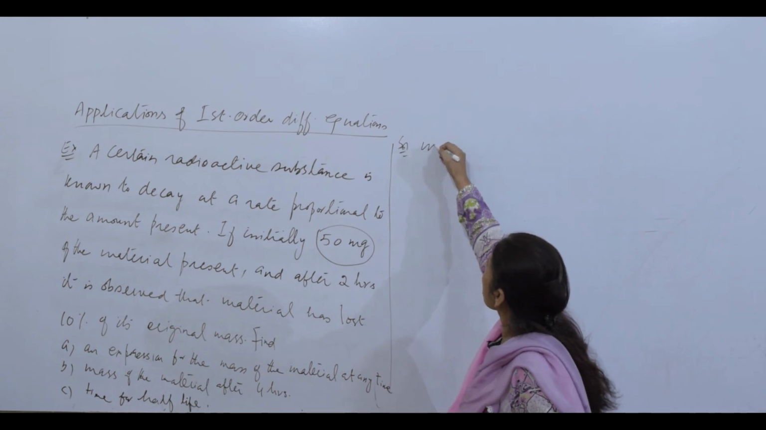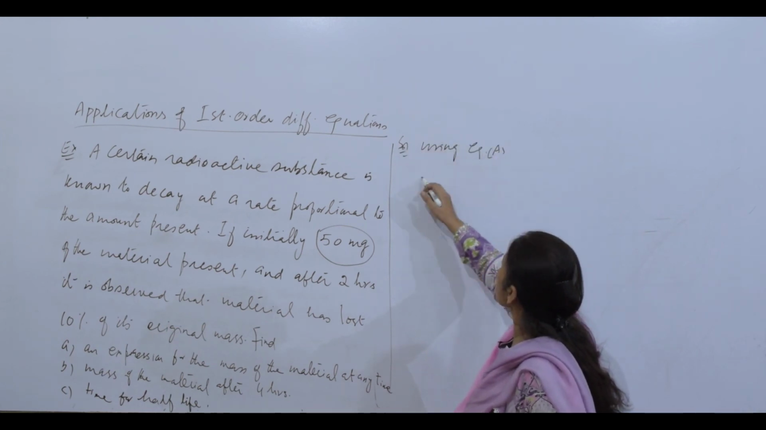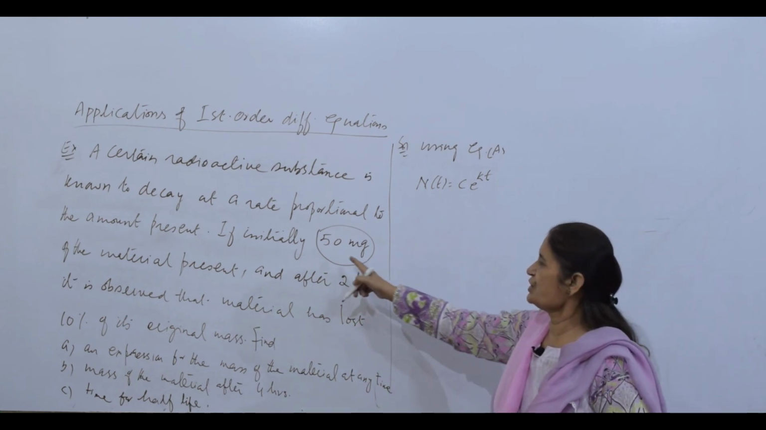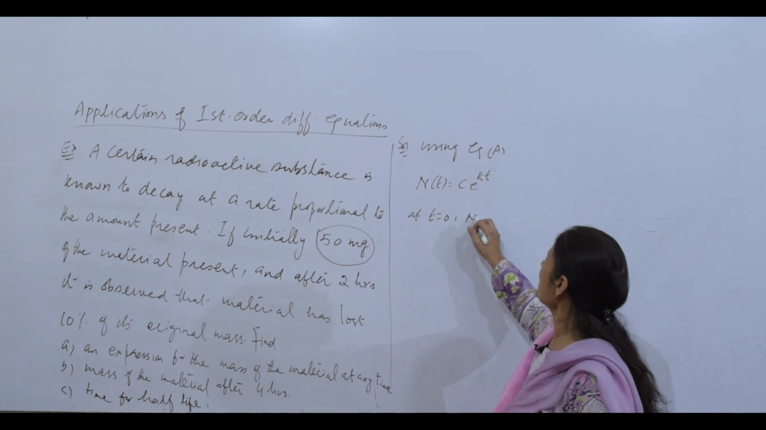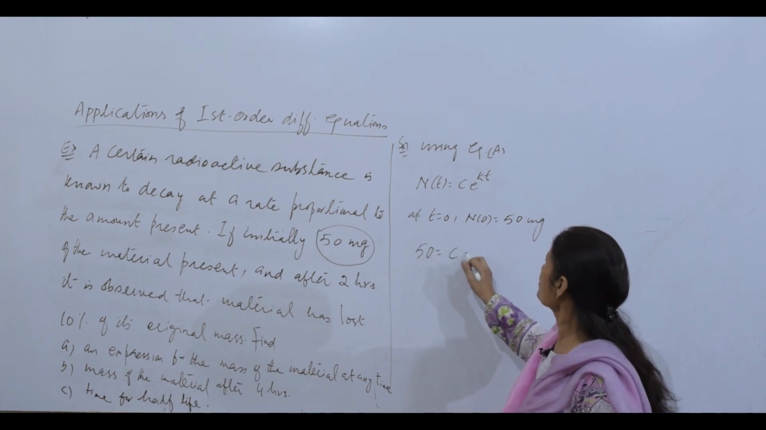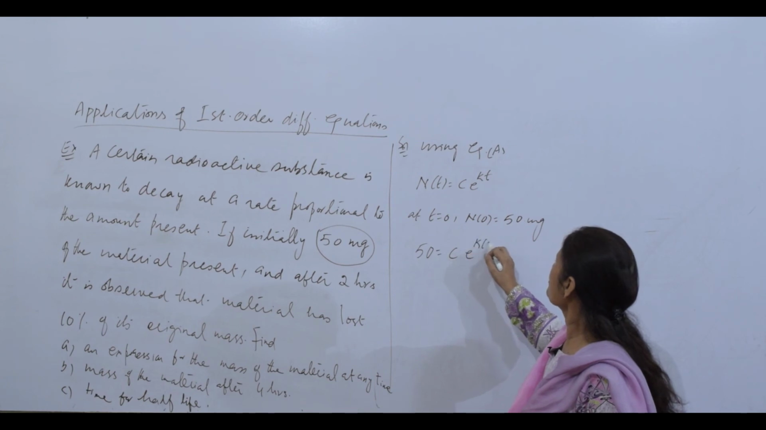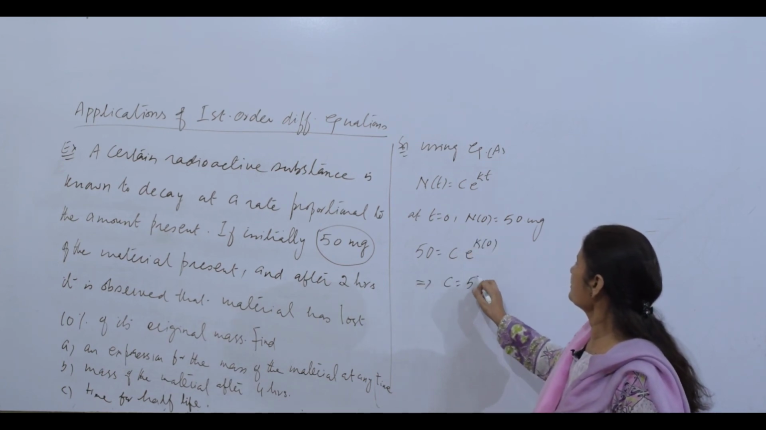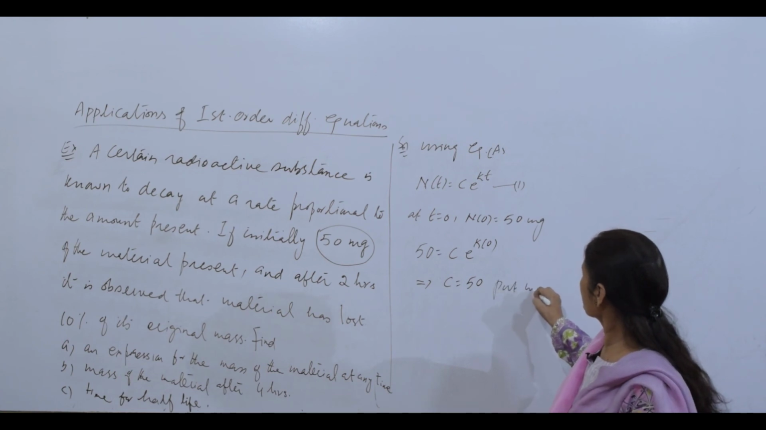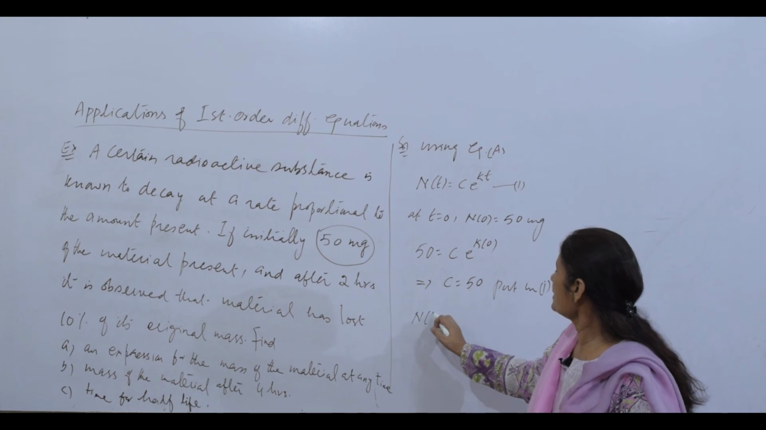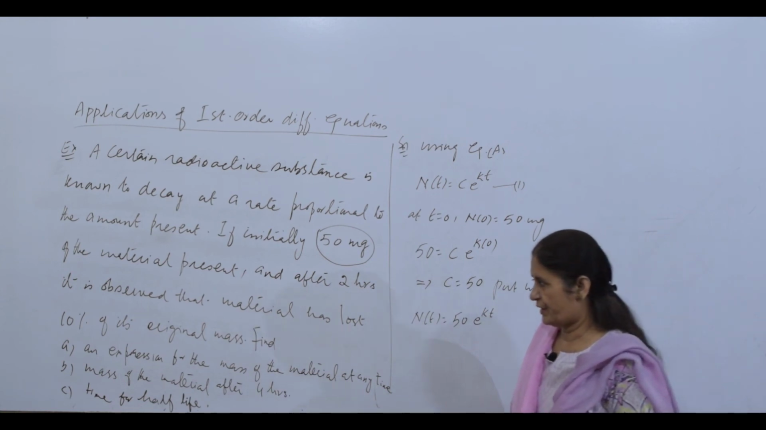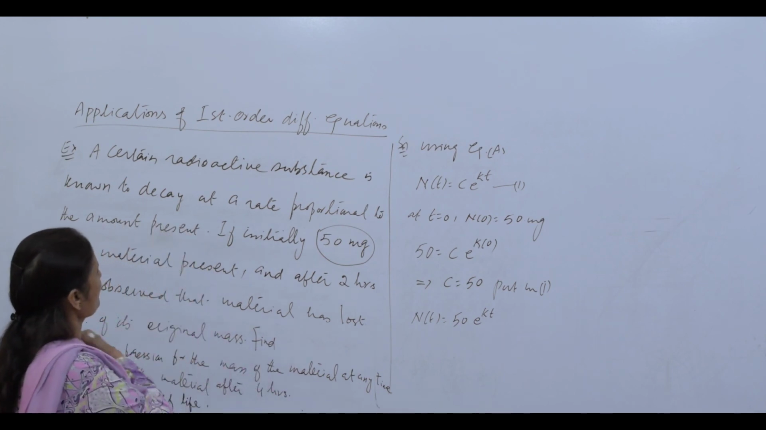So, solution using equation A, which is N(t) = Ce^(kt). At t equal to 0, N(0) is equal to 50 milligrams. Putting in there, 50 is equal to Ce^(k·0). This implies C is equal to 50. Putting in A, equation 1, N(t) is equal to 50e^(kt). This is one thing you have found, which is C. When t is equal to 0, the initial mass of the material is 50 grams.